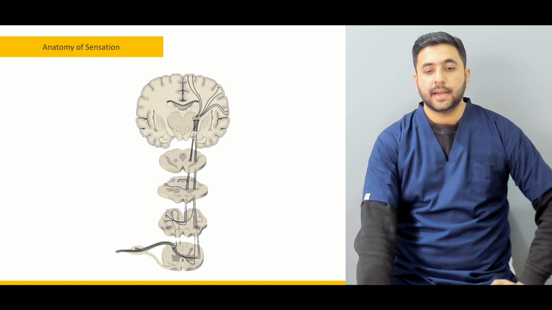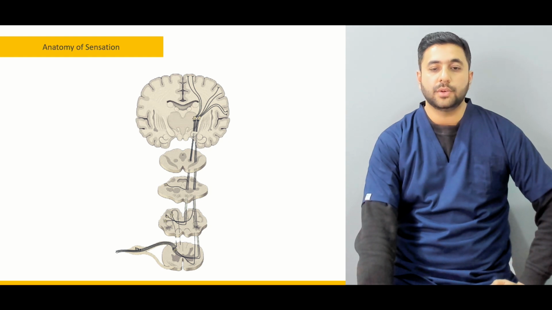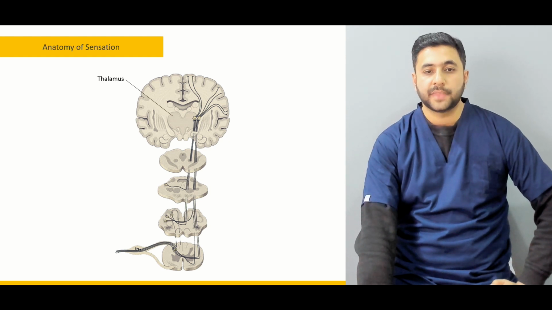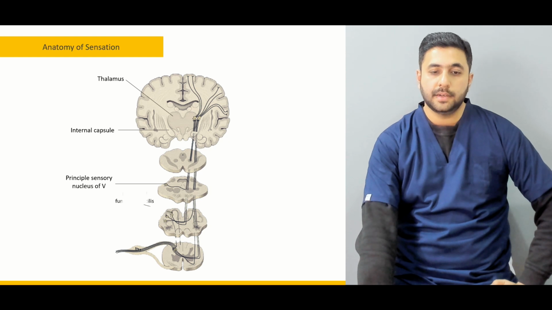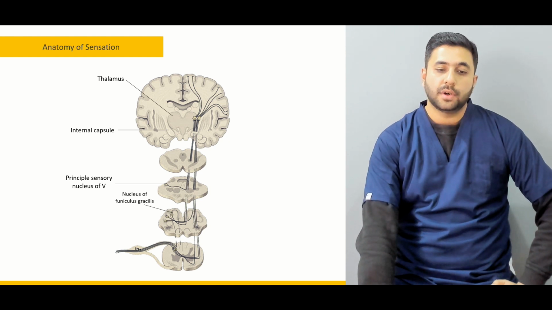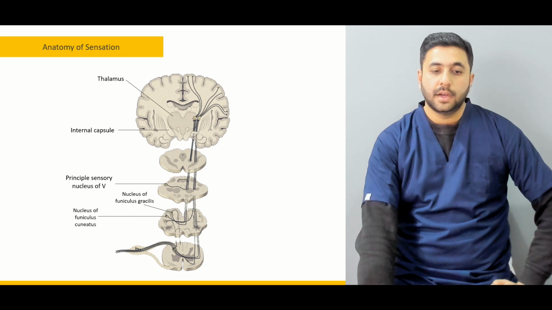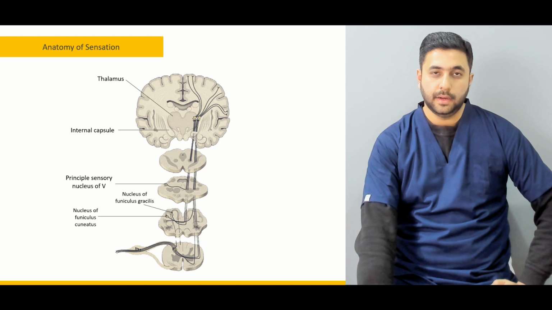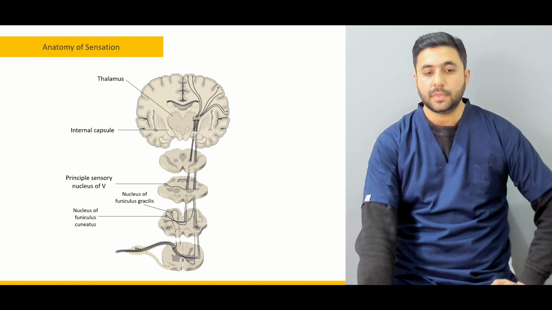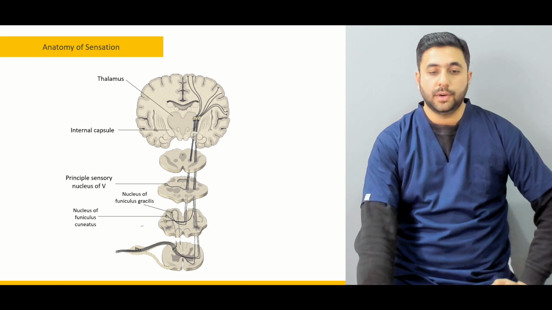Here is a diagram which is representing all the pathways. Let us first label this diagram, and then we are going to go through the different parts. Here is the thalamus. There is the internal capsule. We have the principal sensory nucleus of the fifth nerve, or the trigeminal nerve. Then we have the nucleus gracilis and the nucleus cuneatus. The gracilis is the medially located nucleus, and the nucleus of fasciculus cuneatus is laterally located.